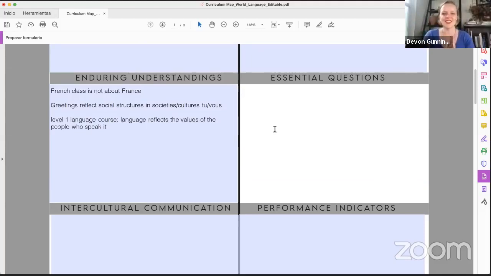Essential questions. Ooh, essential questions. I love essential questions. Essential questions are another way to organize the ideas of what exactly your students are going to learn. So they're related to enduring understandings though. Now use essential questions if they help you. These helped me a lot.